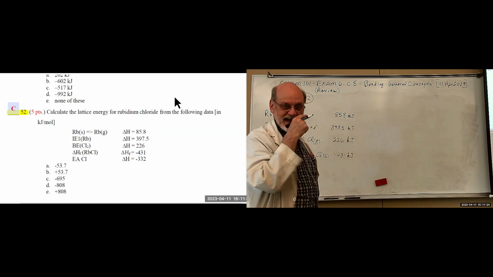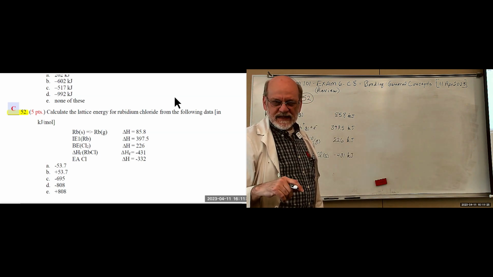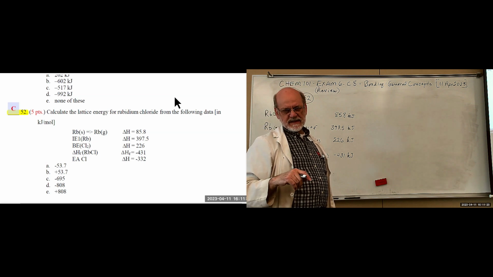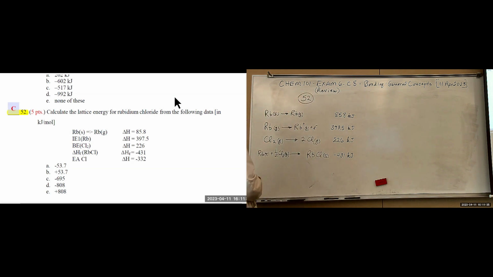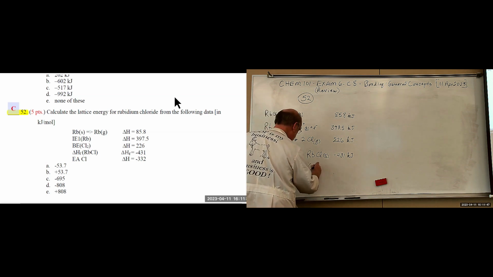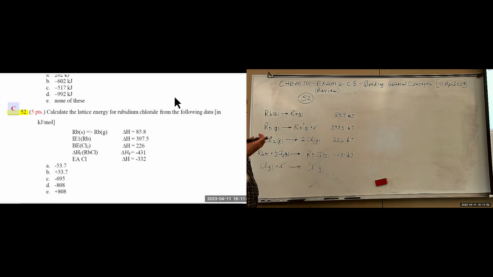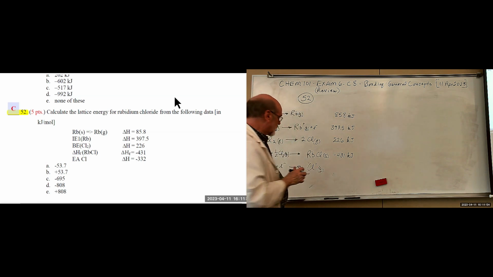Okay. And the last one. The EA for chlorine. Electron affinity for chlorine. So that is chlorine gas plus an electron yields chlorine minus gas. Okay, so that'd be minus 332.